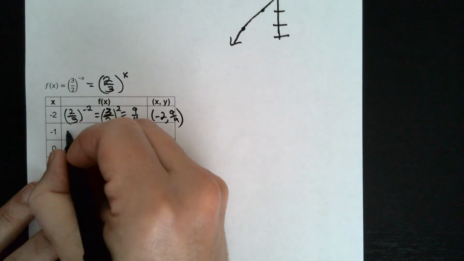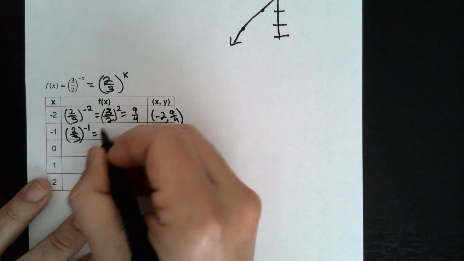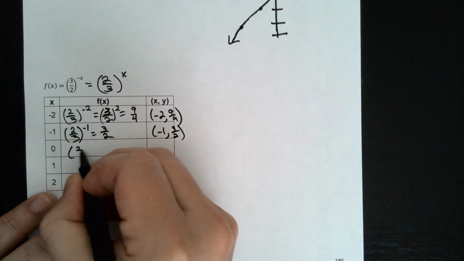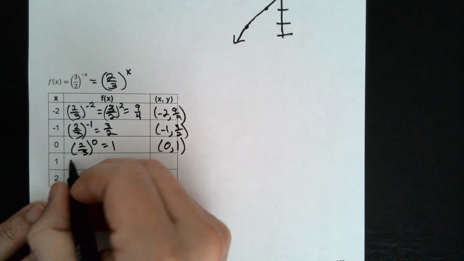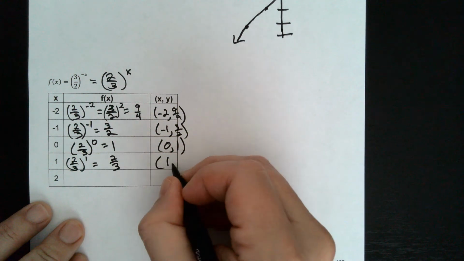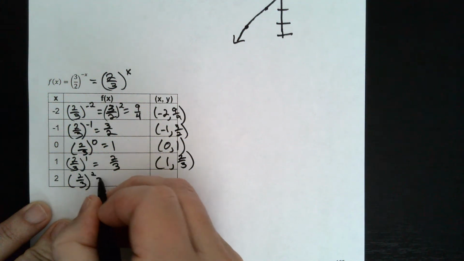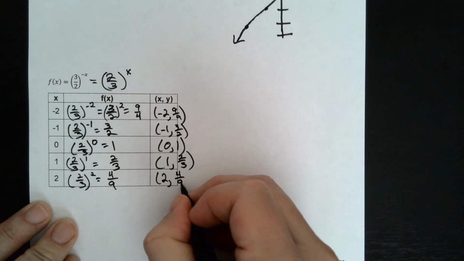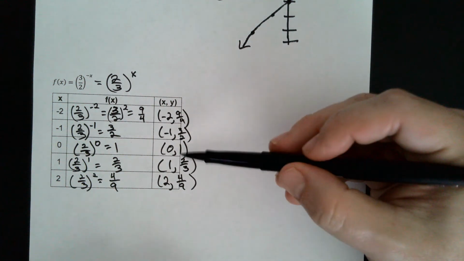All right, next one, we get -1, so 2/3 to the -1. That becomes 3/2. So -1 comma 3/2. For 0, 2/3 to the 0 is equal to 1, so 0, 1. We get 2/3 to the 1, which is just 2/3. And then the last one, we get 2/3 to the 2, which is 4/9. So 2 comma 4/9.